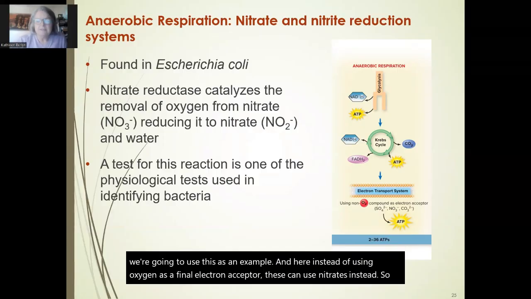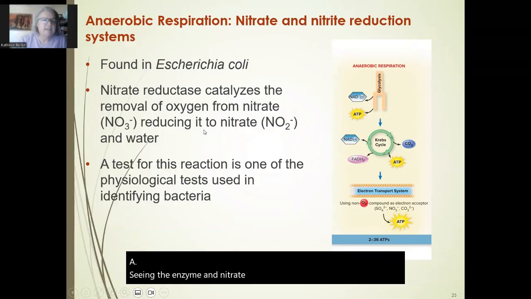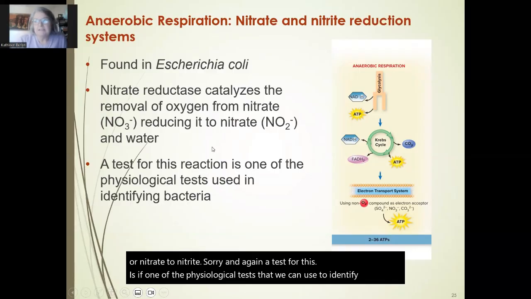So what happens here at the end of this process, you're going to see an enzyme, a nitrate reductase, that catalyzes the removal of the oxygen from nitrate to reduce it to nitrite. So from nitrate to nitrite, sorry. And again, a test for this is one of the physiological tests that we can use to identify bacteria.